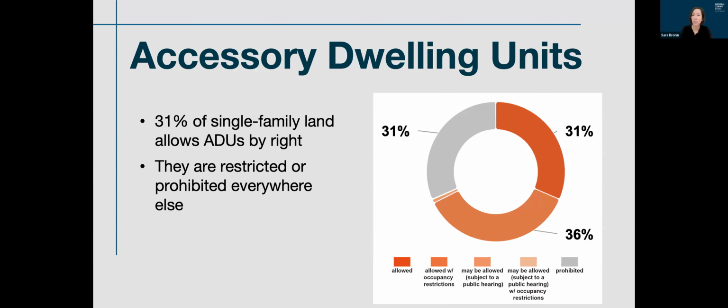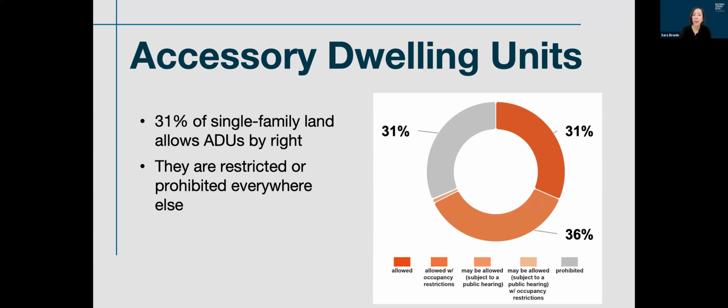So there's a sliver there. And so the additional restriction that we have in this pie chart are public hearing requirements, which means that a single family owner would have to go to a commission, schedule a public hearing, speak about why they want the accessory dwelling unit, and may or may not actually be permitted to have it. In 31% of land, however, accessory dwelling units are prohibited.